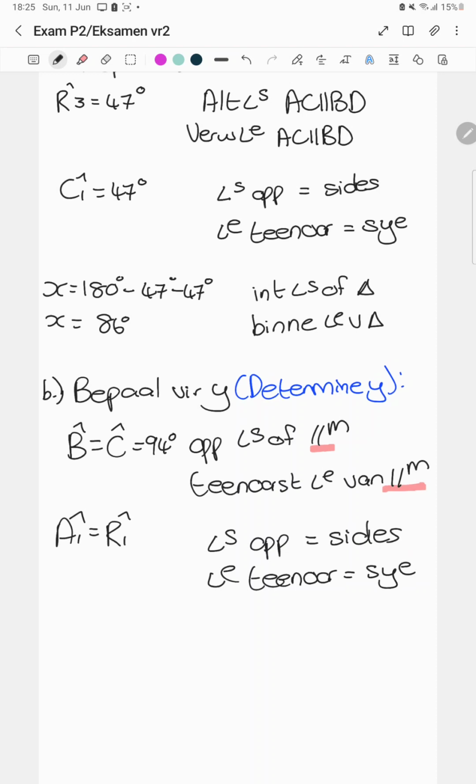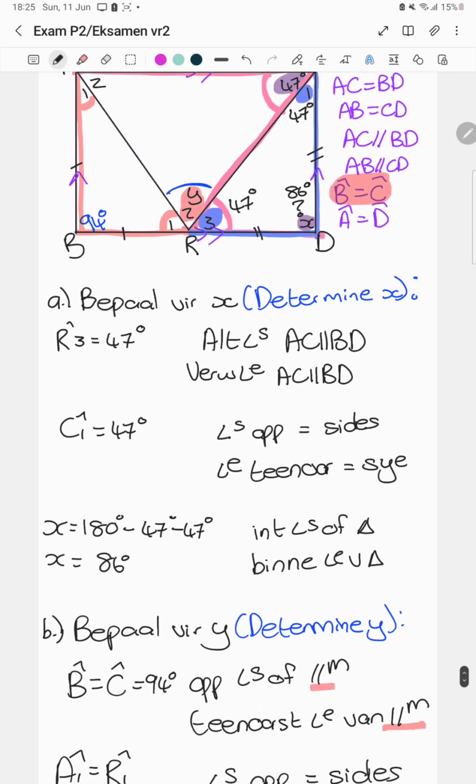Which means that we can calculate that once again by making use of the interior angles of a triangle.